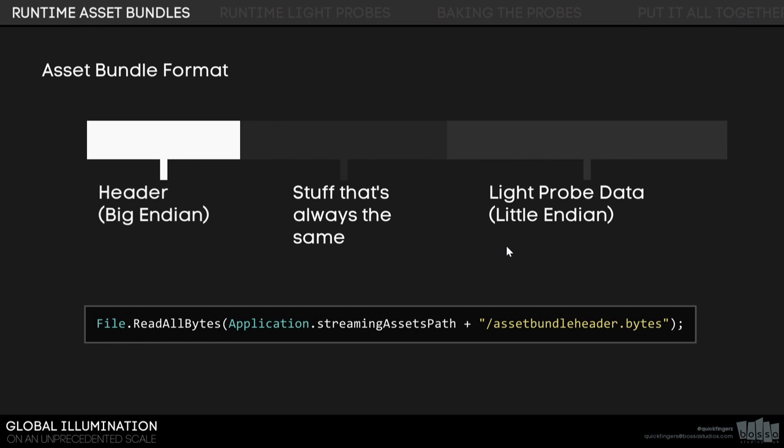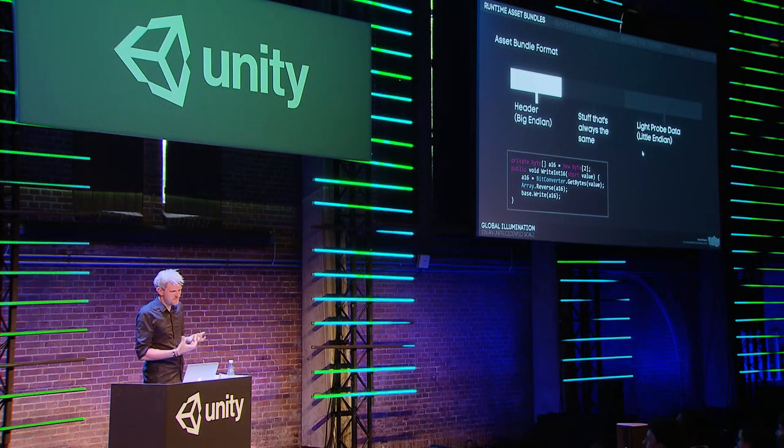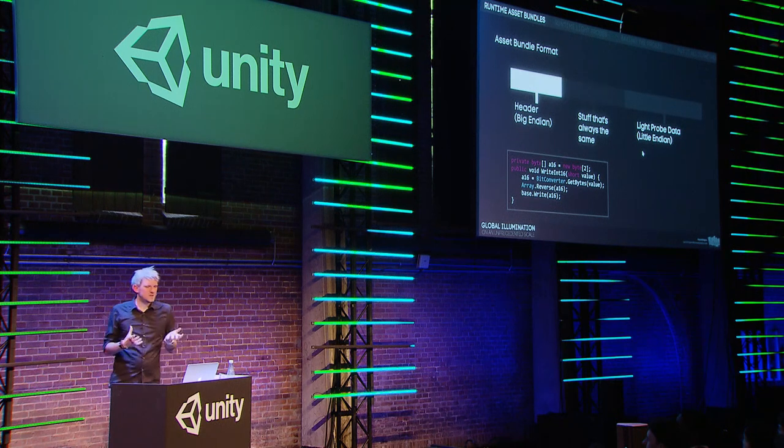And so now I can write the header with a Big Endian writer, strap on that file, and then write my light probe data at the end. And then I've got this byte array that is effectively an asset bundle. I mean, it's not. I haven't made it in Unity. I've kind of cheated, because I've just been writing data from little bits of reverse engineering and finding out what these bits are. But the good news is that it worked.